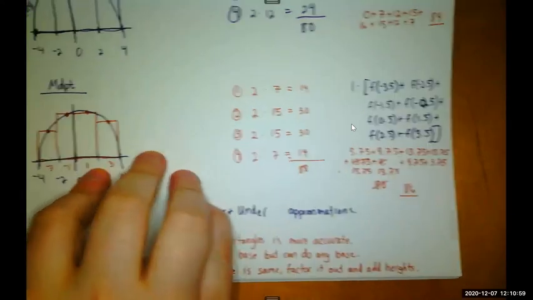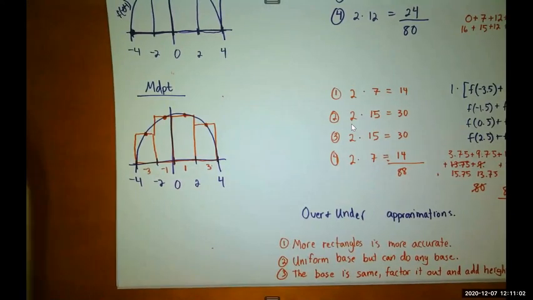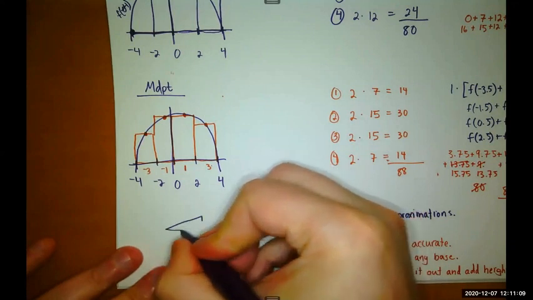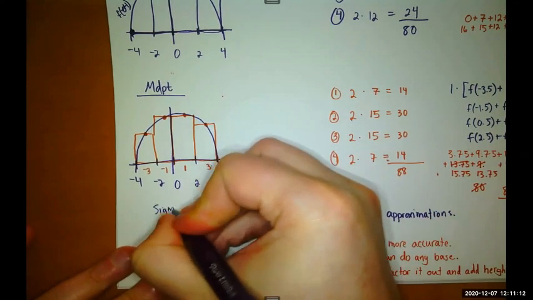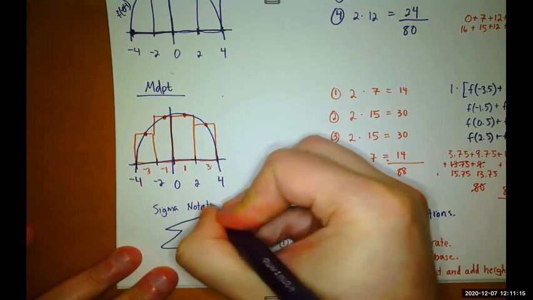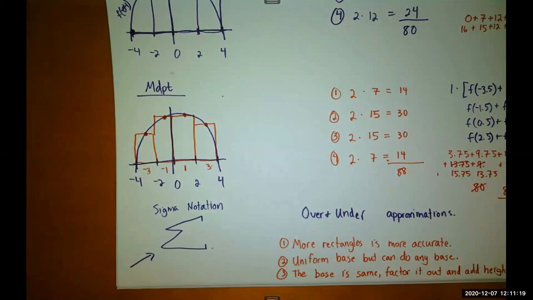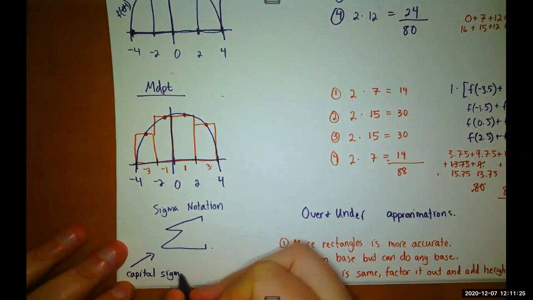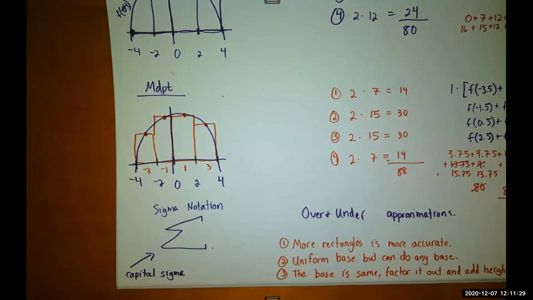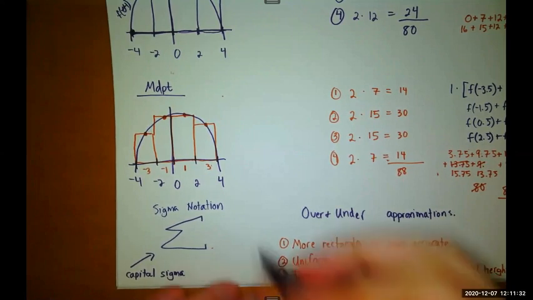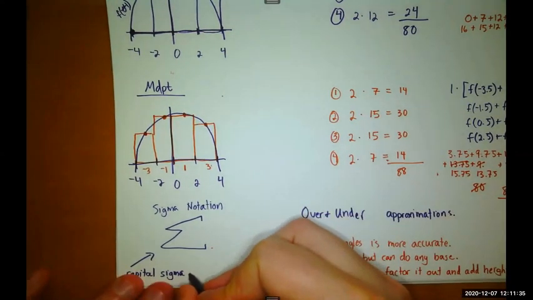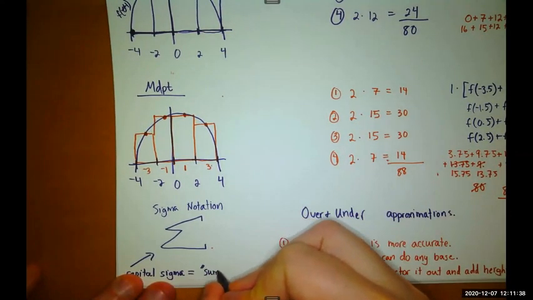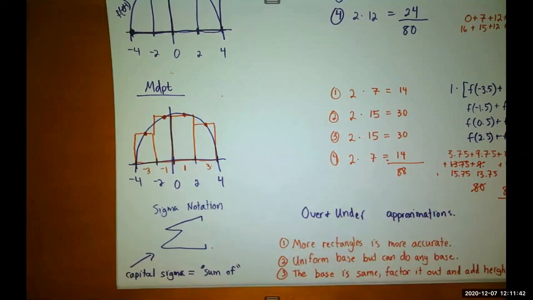Okay. One last piece of math to review before we go on to the next thing on our list is sigma notation. This right here is a capital sigma. Lowercase sigma is used a lot in statistics. Capital sigma is here. And it's translated as sum of. Not sum of as in choose a few, sum of as in add everything.